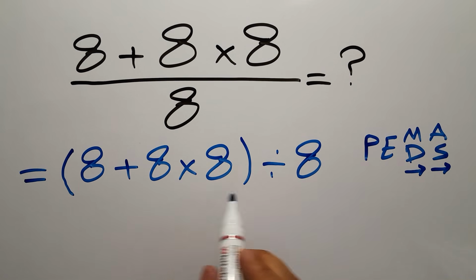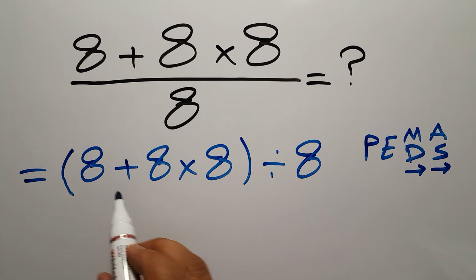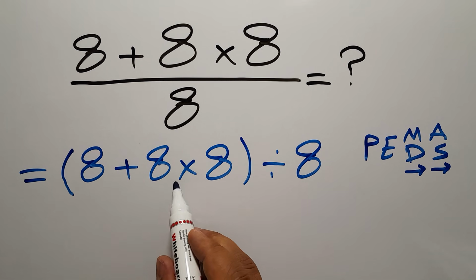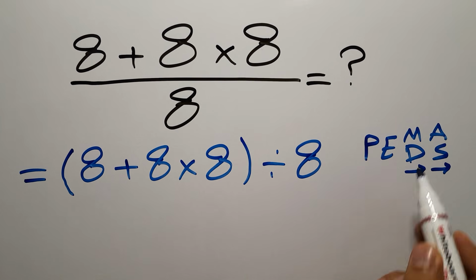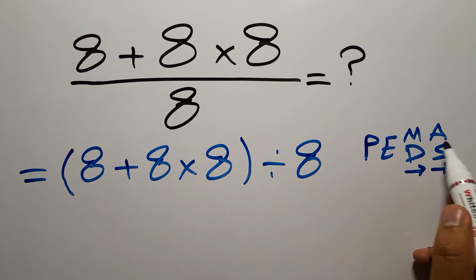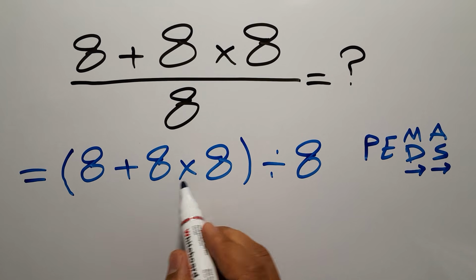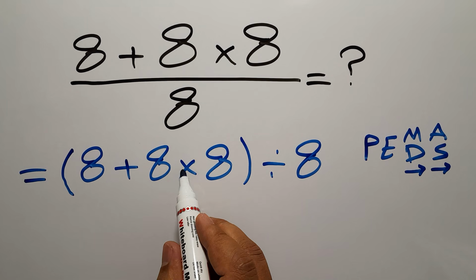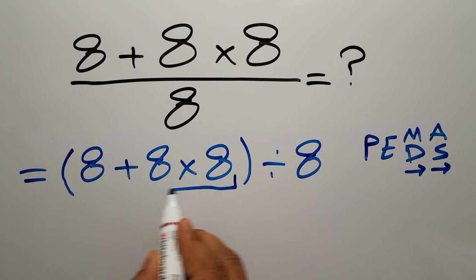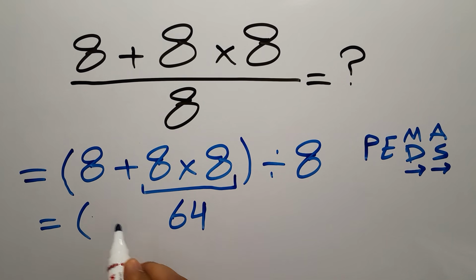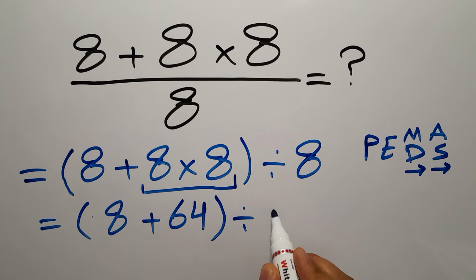Okay, so here first we have to do these parentheses, and inside these parentheses we have one addition and one multiplication. Multiplication comes before addition, so now we have to do this multiplication. 8 times 8 gives us 64. So we have 8 plus 64, divided by 8.